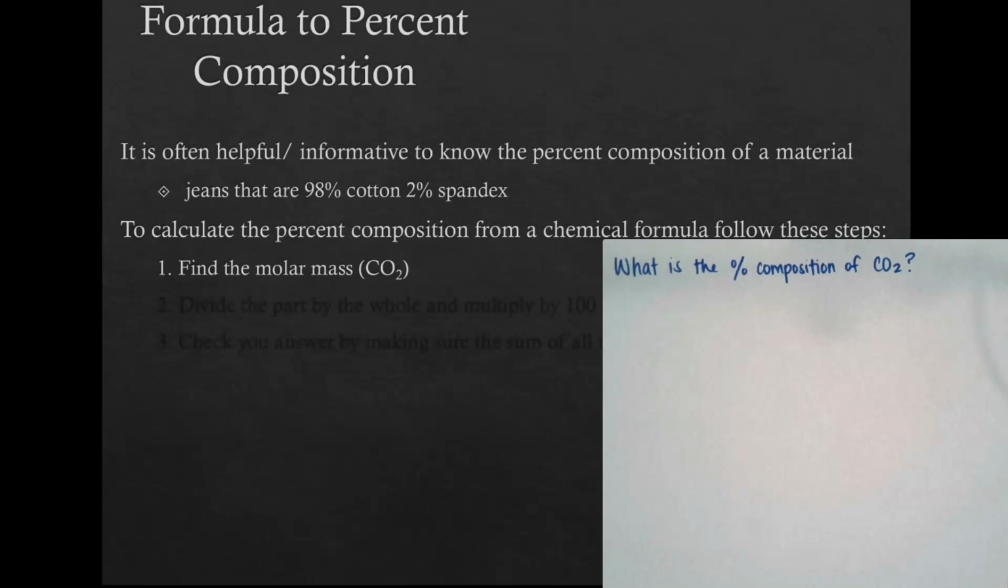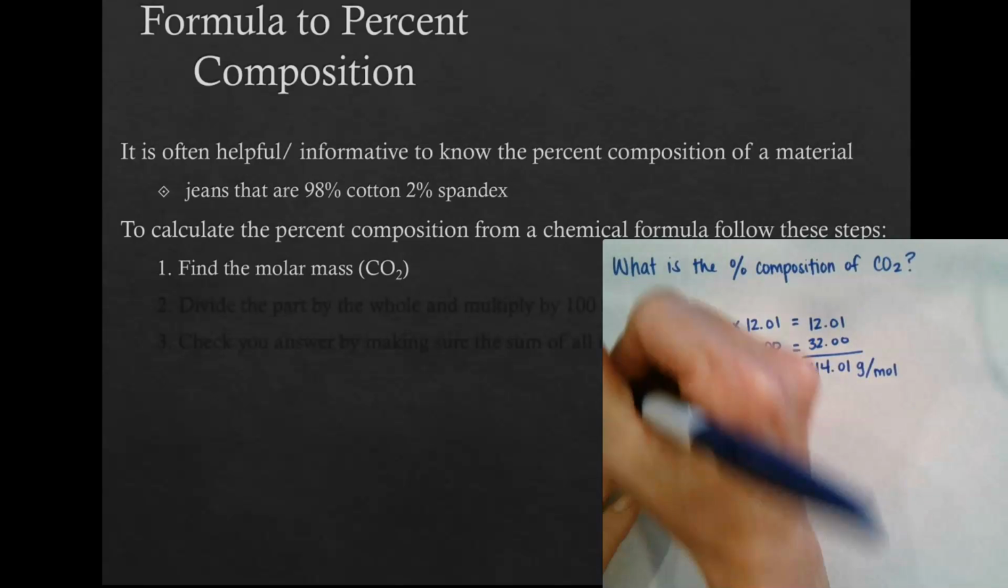So we start with carbon and oxygen. Based on the formula, I have 1 carbon and 2 oxygens. I want to multiply each by their molar mass. Using the periodic table to get the molar mass, carbon's molar mass is 12.01. And oxygen's molar mass is 16.00. Now we can finish out that problem. We get 12.01 plus 32, and that gives us the molar mass of carbon dioxide, 44.01. So step 1, find the molar mass.